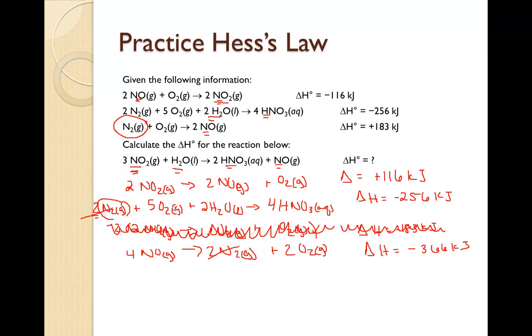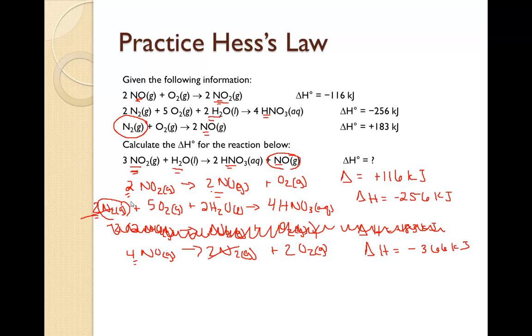Alright, so the NO, we have 2 NOs here. We have 4 NOs here. However, we ultimately need NO on the right. Let's see if we can figure out a way to make those cancel out so I have more on the right than I do on the left. I also have 2 NO3s here.